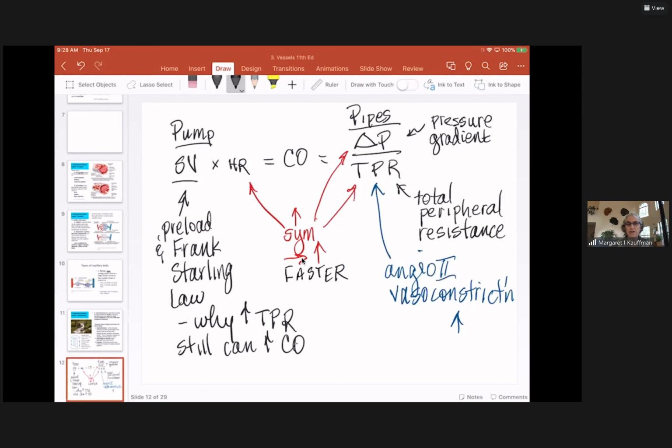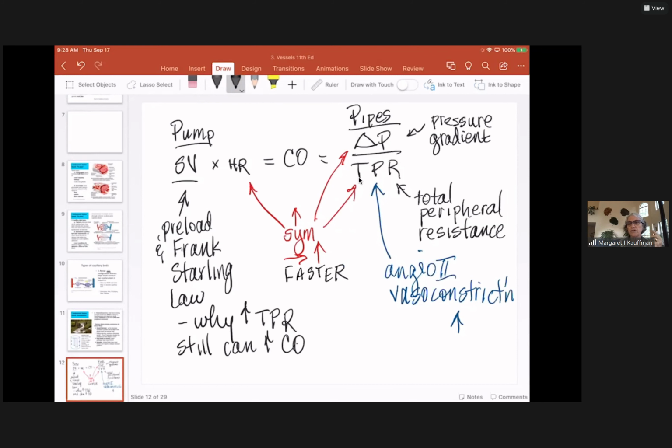It's also sending fibers to the contractile, and those are going to act to increase the blood pressure, right? Because they're going to contract harder. Contractility is going to go up. In addition, sympathetic is going to also talk to the vessels. So over here on this side are the pipes, the vessels.